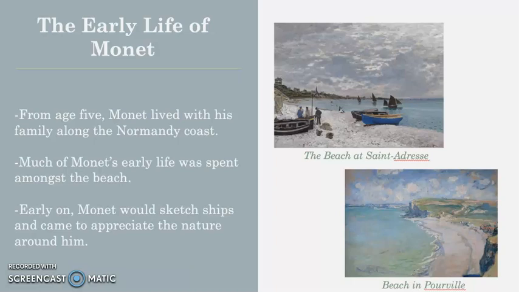Because almost the entirety of Monet's childhood was spent near the beach, we may see an influence of that in his paintings. On the right are 2 paintings done by Monet. The first, The Beach at Saint-Adresse, and the second, The Beach in Parville. Here we begin to see that early influence.